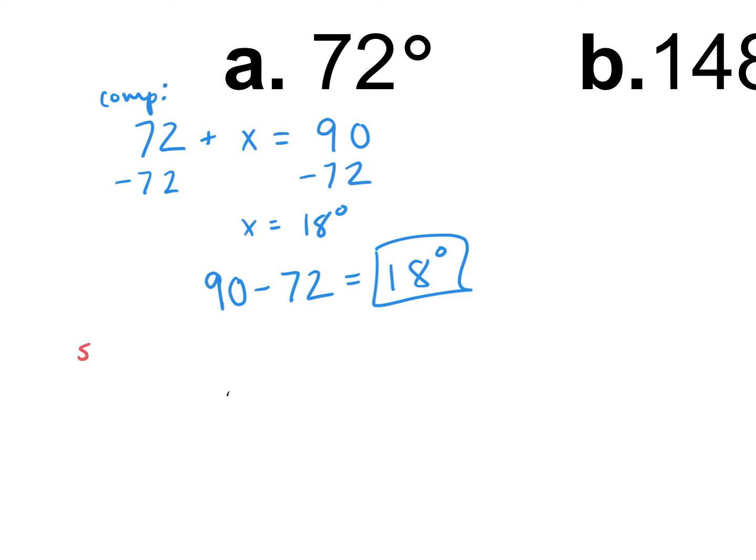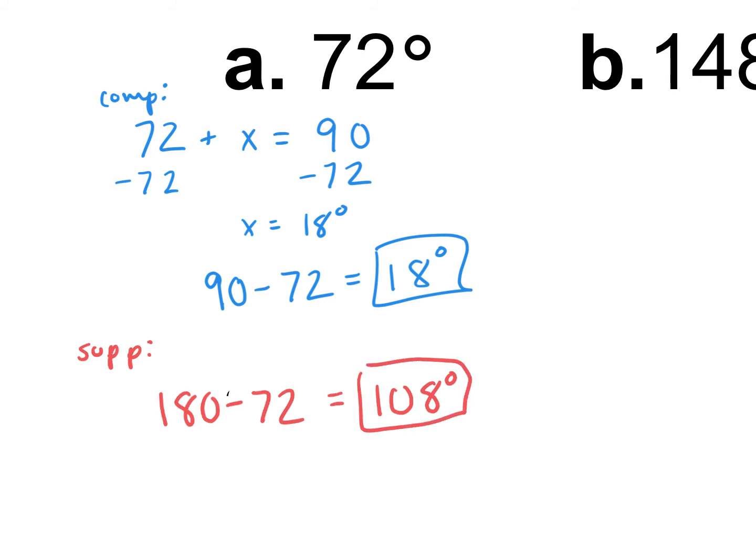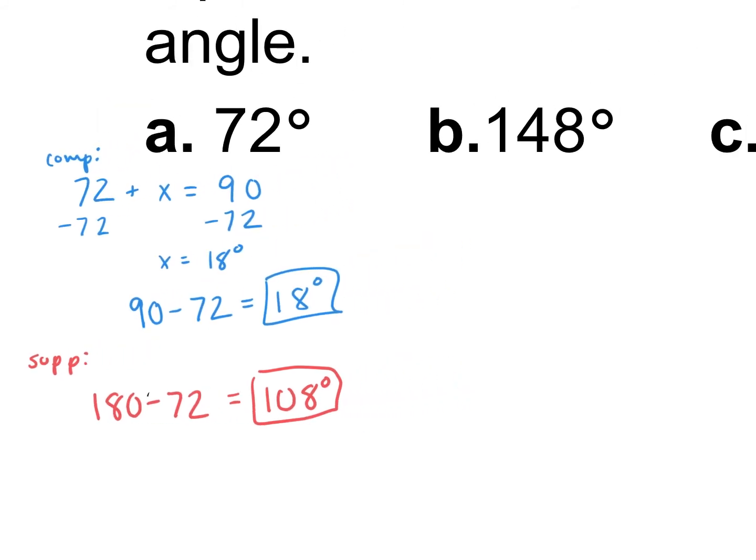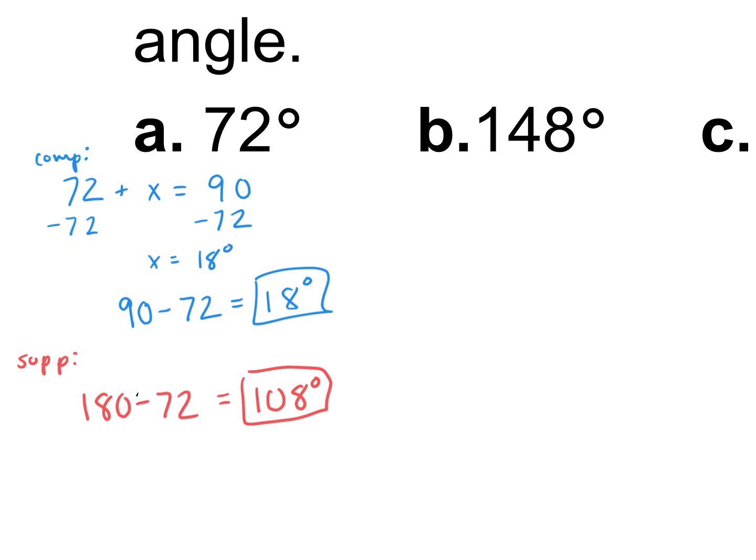Now we can find the supplement. Two angles are supplementary if they add up to what? 180. So I would do 180 minus 72, which is 108. So 108 degrees is supplementary to 72 degrees. Any questions there?